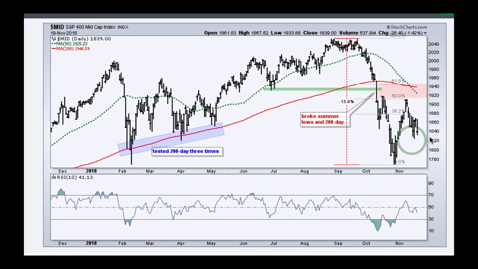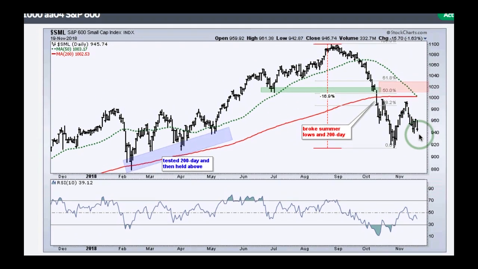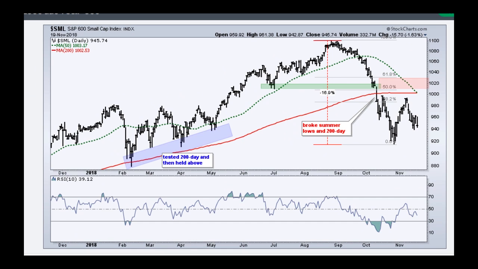Then we look at mid caps. They're not doing any better. You can see that death cross there with the 50-day moving average crossing below the 200-day moving average. And we bounced, but we failed at the 50% retracement. Didn't even get into that zone there and fell back. Then we look at small caps, and we can see that the 50-day moving average is right at the 200-day moving average. We didn't even get to the 50% retracement. So mid caps got to the 50%, but small caps didn't, and then moved back down. So the longer term charts are not looking so good here.